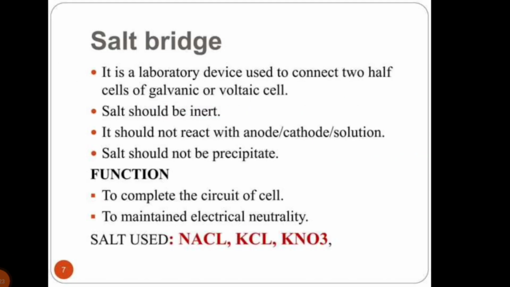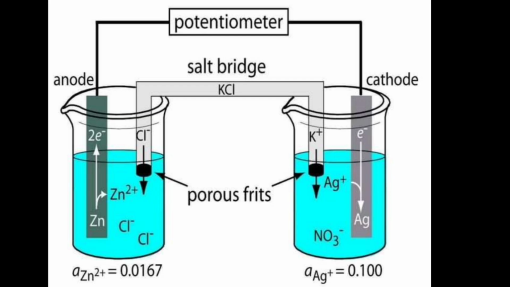Salt bridge: it is a laboratory device used to connect the two half cells of galvanic or voltaic cells. The salt should be inert, it should not react with the anode or cathode solution, and the salt should not form a precipitate. Its function is to complete the circuit of the cells and to maintain electrical neutrality. Salts used are NaCl, KCl, KNO3. That is the potentiometer, salt bridge, anode and the cathode, and there are the porous frits.